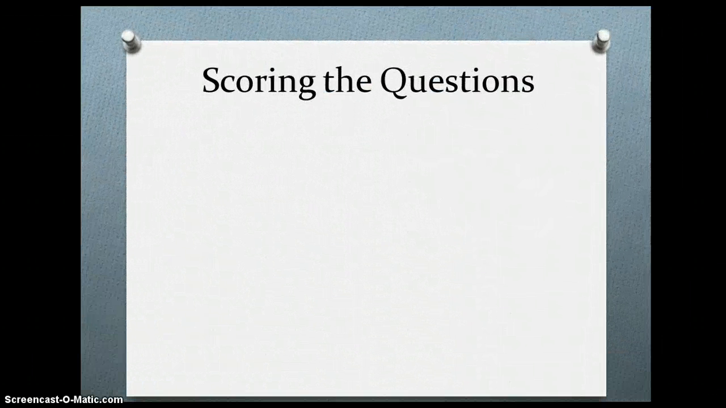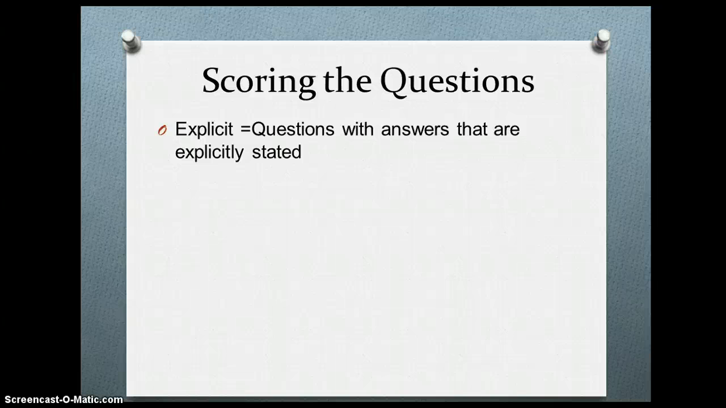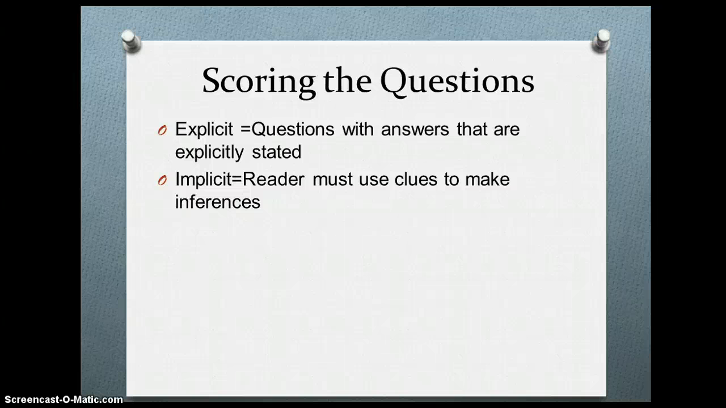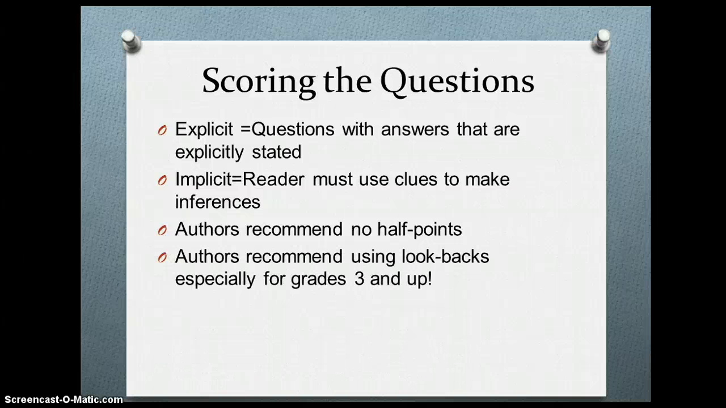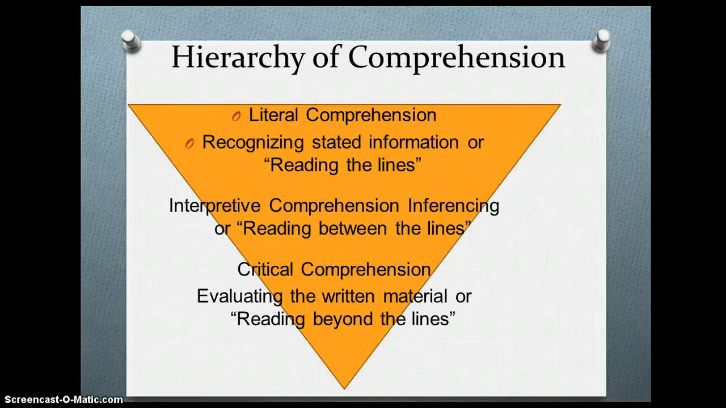All right, let's talk about scoring the questions. I'm afraid I may run out of time before finishing up with this, but there are two types of questions on the QRI. The explicit questions are explicitly stated right there in the text. The implicit questions, the reader has to use clues to make inferences for. Again, you should not be giving half points for questions, and the authors recommend using lookbacks, especially for grades 3 and up. And then if you want to determine the level based on the number of ideas or number of comprehension questions correctly answered, see page 76.